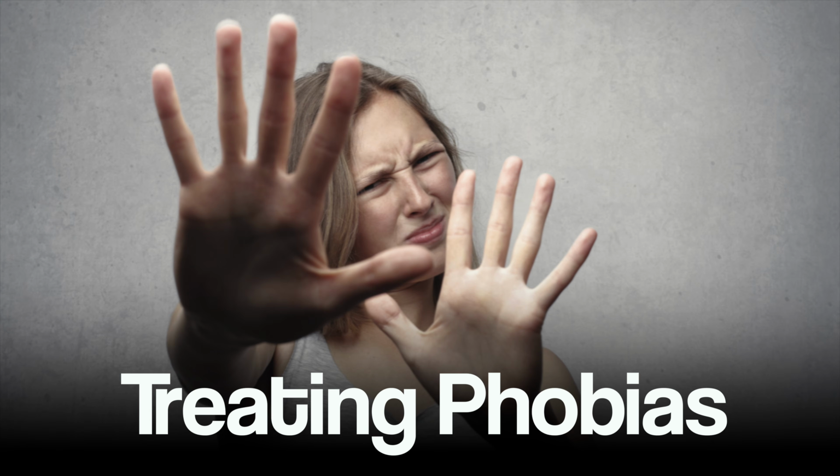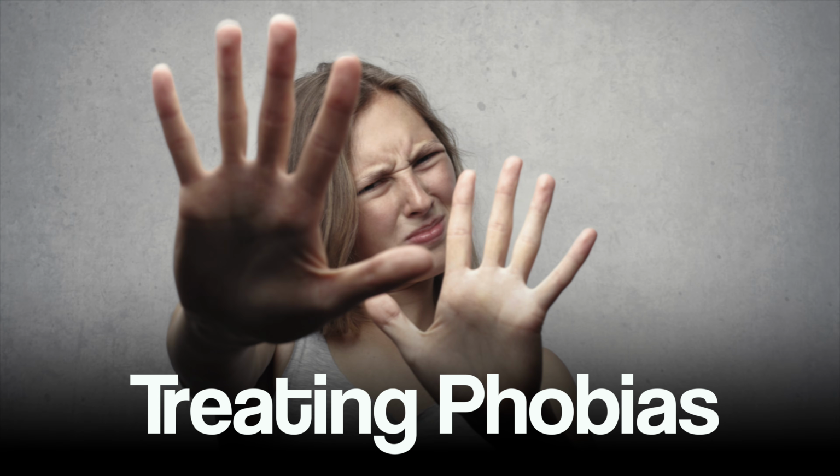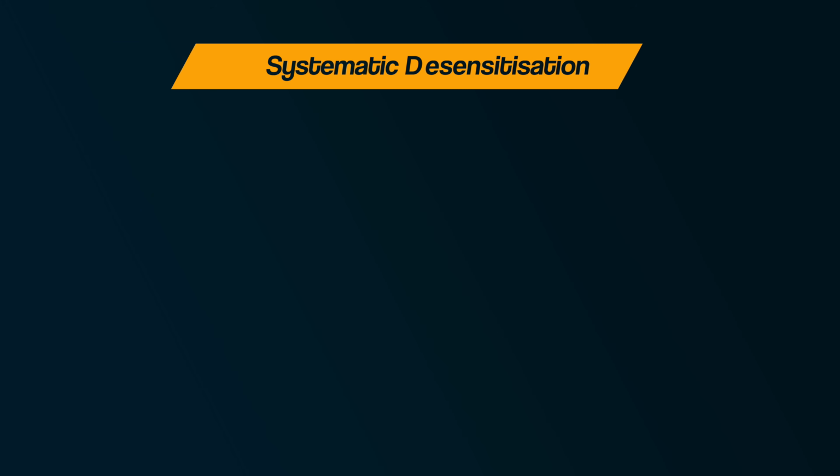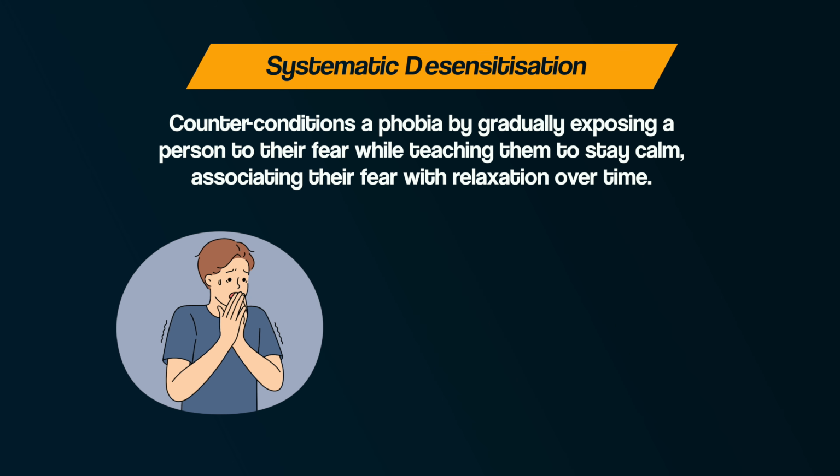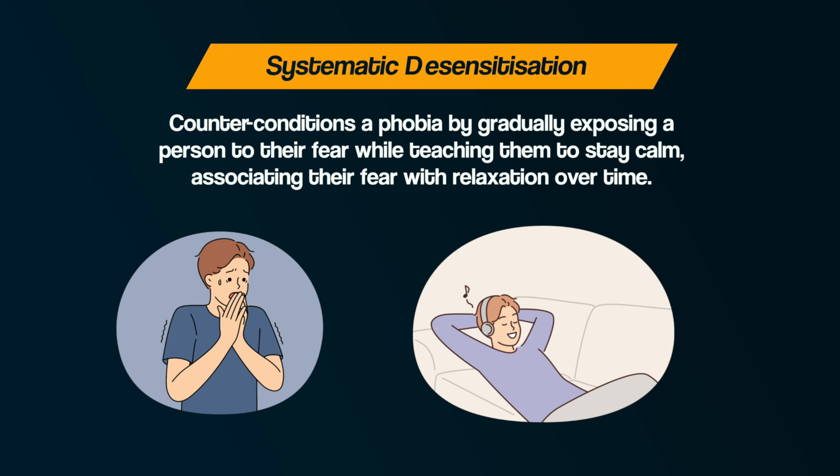The final part is the behavioural treatments for phobias, and there are two. First up is systematic desensitization. This counter-conditions a phobia by gradually exposing a person to their fear while teaching them to stay calm, associating their fear with relaxation over time.